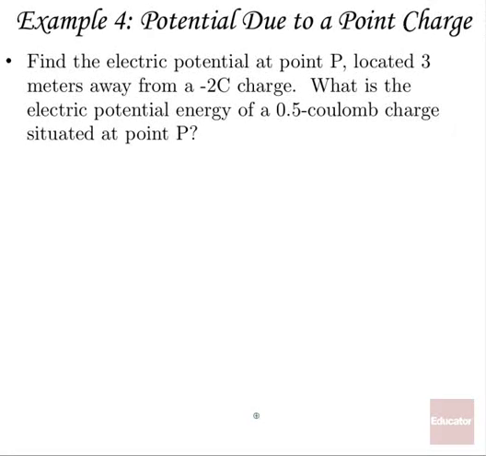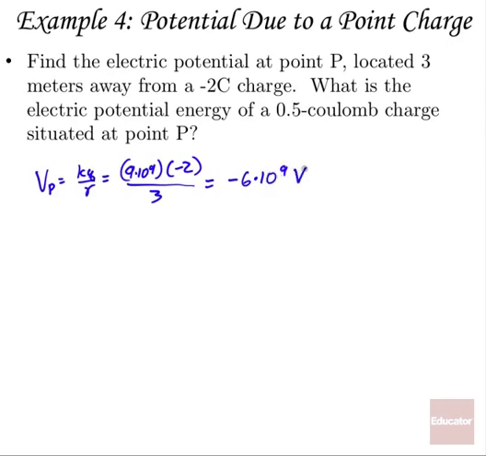Let's take a look at a sample problem here. Find the electric potential at point P, which is located 3 meters away from a negative 2 coulomb charge. What is the electric potential energy of a half coulomb charge situated at point P? Well, let's start by finding the electric potential at point P. V at point P is going to be KQ over R, where K is 9 times 10 to the 9th newton meter squared per coulomb squared. Our Q is negative 2 coulombs, and our distance is 3 meters. So that's going to give us about negative 6 times 10 to the 9th volts.